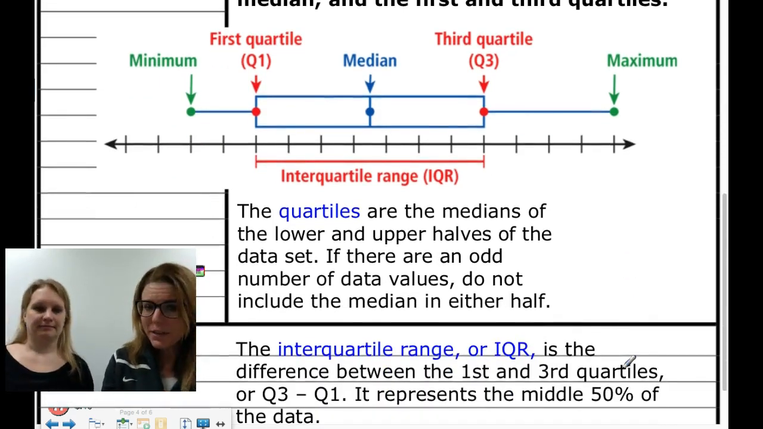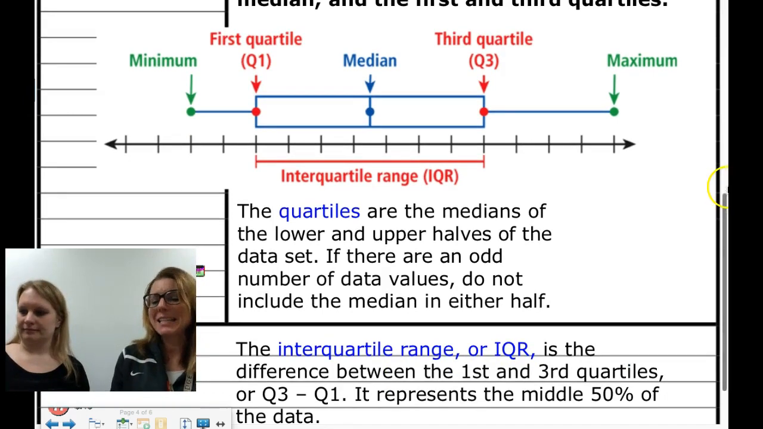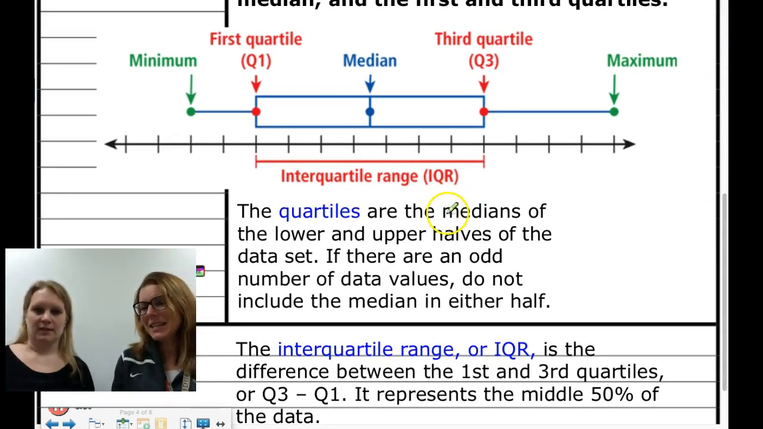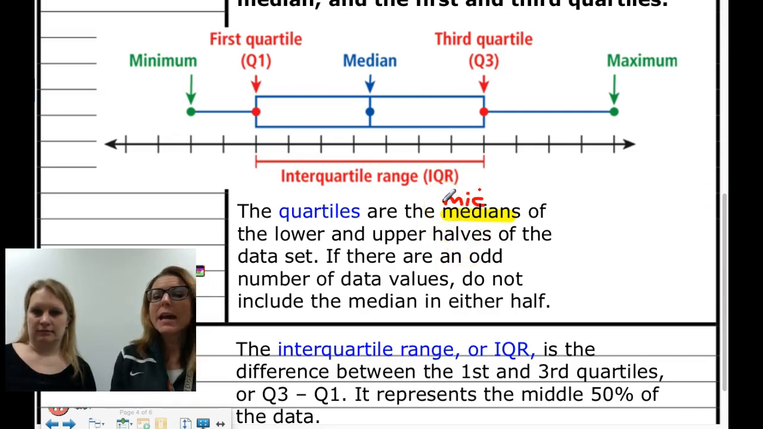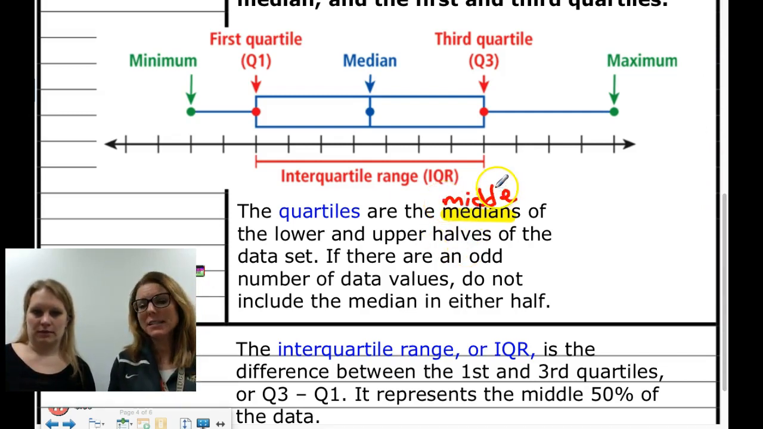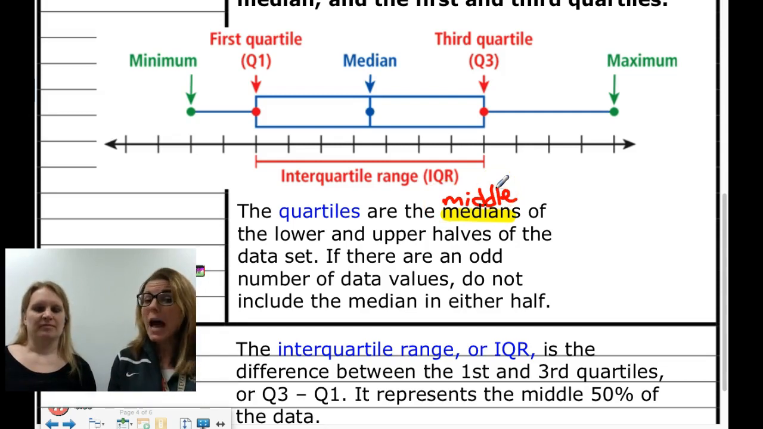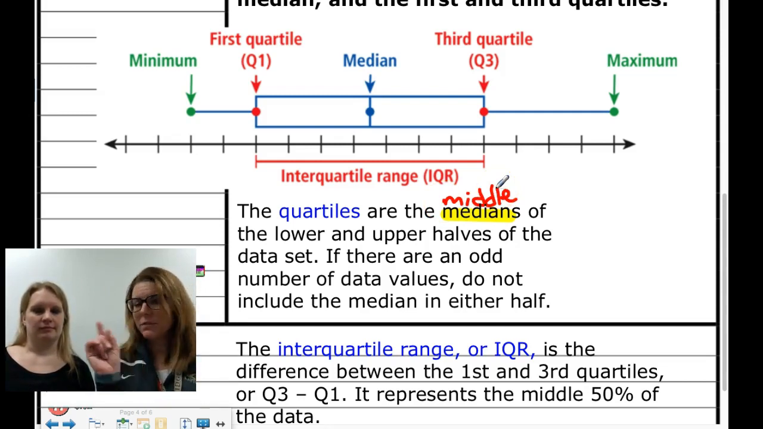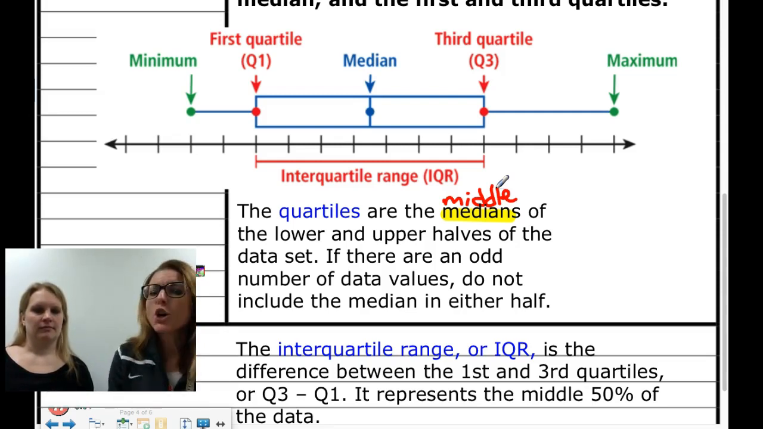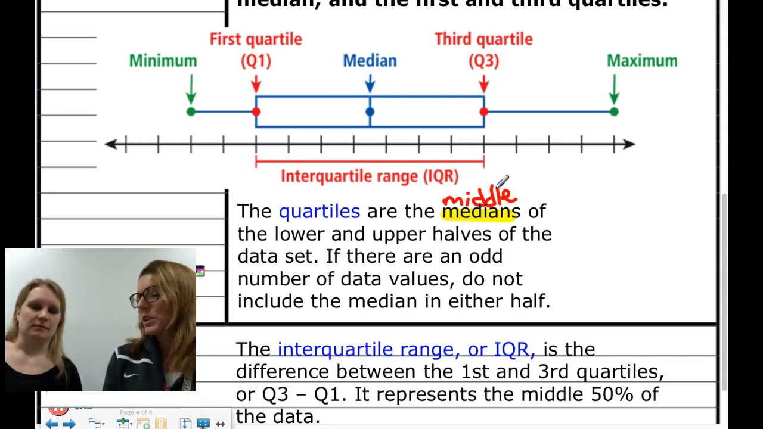So the quartiles are the medians. Medians, that's the key word. Middle of the lower and upper half of the data set. If there are an odd number of data values, this is important: do not include the median in either half. And you'll understand that as we go through an example.